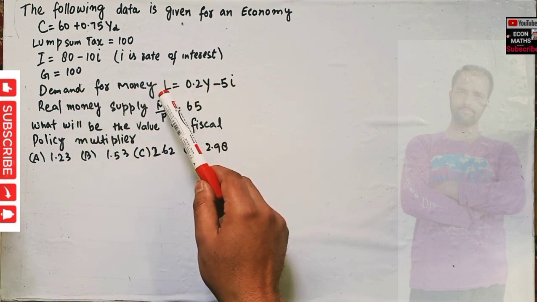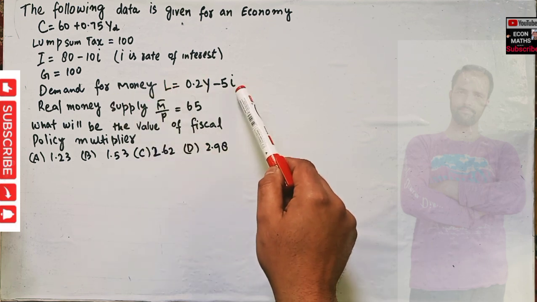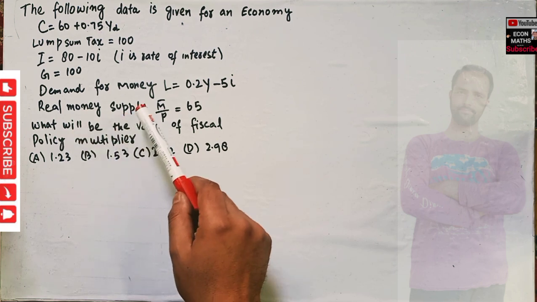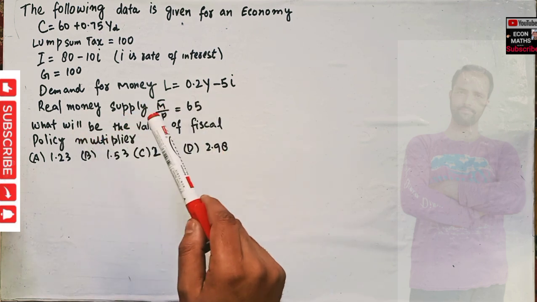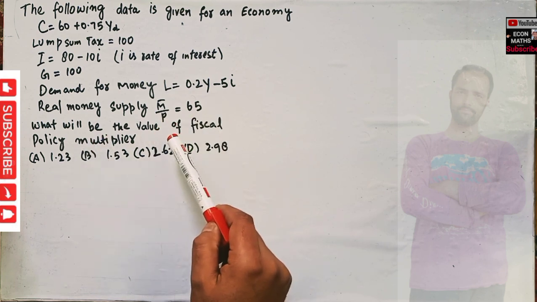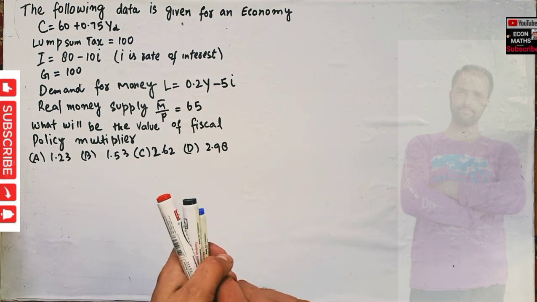That means demand for money is a function of income and rate of interest. And real money supply is exogenously given as 65. We have to find out the value of the fiscal policy multiplier. The options are 1.23, 1.53, 2.62 or 2.98.